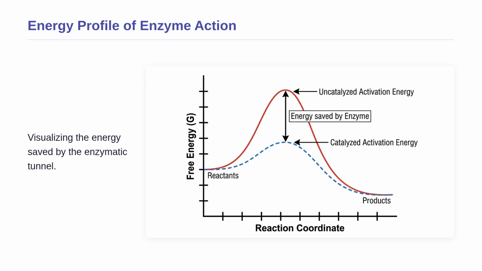Before we move on to the mathematics, let us visualize this tunnel effect. Look at this energy profile. The horizontal axis represents the progress of the reaction, and the vertical axis represents free energy. The solid red curve is our tall hill, the uncatalyzed reaction with a massive activation energy. The dashed blue curve is the enzyme's tunnel. Notice how the starting reactants and ending products are at the exact same energy levels, but the peak we must climb is drastically reduced. That difference is the energy saved by the enzyme.